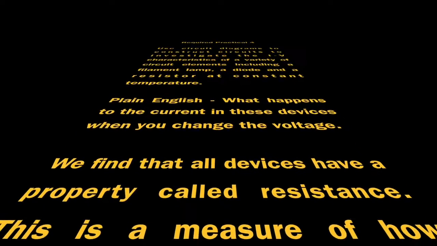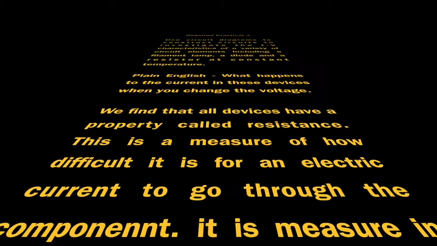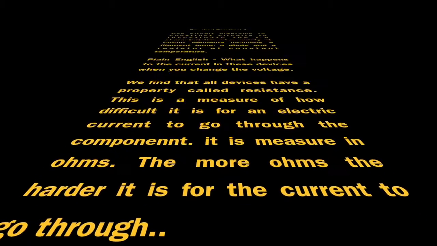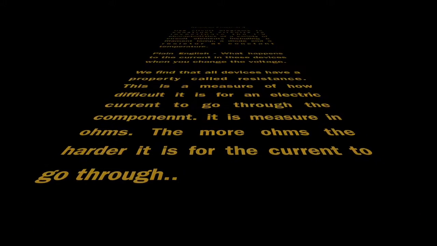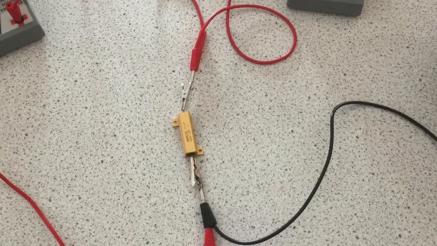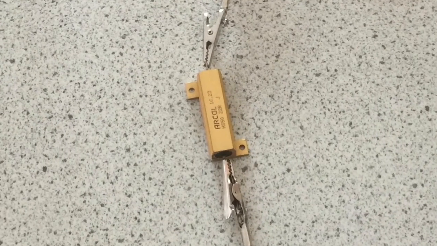What we find out is that all devices have a property called resistance. This is a measure of how difficult it is for the current to get through and is measured in ohms. The more ohms, the more difficult it is for the current to go through. The circuit setup is the same for all 3 elements. In this case, we're going to be looking at a resistor which keeps a constant temperature.